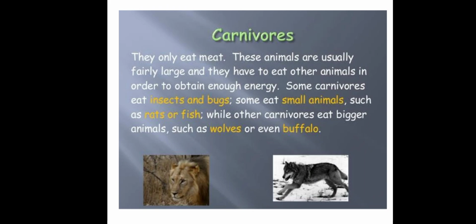The next animal group that we have is carnivores. They only eat meat. These animals are usually fairly large and they have to eat other animals in order to obtain enough energy. Some carnivores eat insects and bugs. Some eat animals such as rats or fish, while other carnivores eat bigger animals such as wolves or even buffalo.